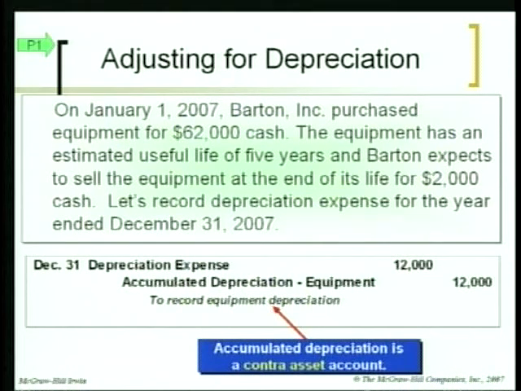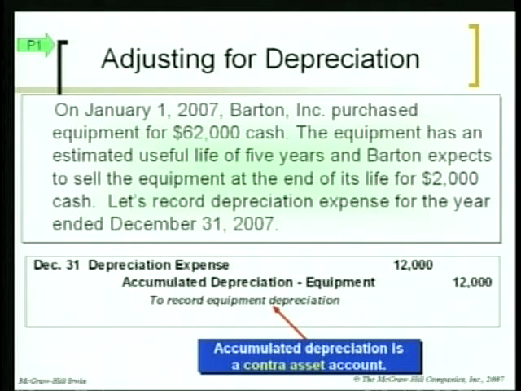We debit depreciation expense and we credit an account. You might think that we credit the account called equipment. We do not credit the account equipment. We credit an account called accumulated depreciation of the equipment.